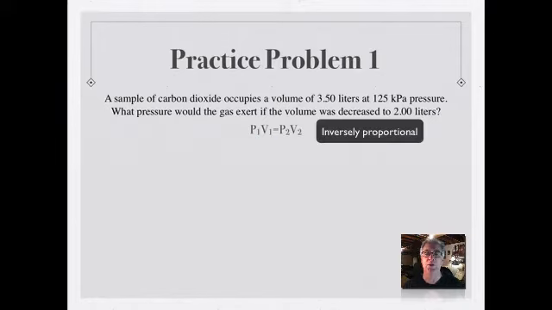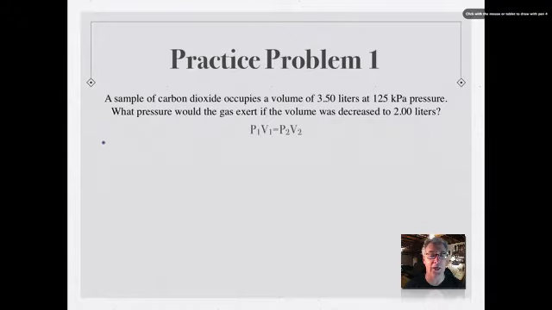So let's take a look at this problem. Actually, these problems are relatively simple. You just have to understand what they're asking for and then plug in the numbers. P1V1 equals P2V2. A sample of carbon dioxide occupies a volume of 3.5 liters at 125 kilopascals of pressure. What pressure would the gas exert if the volume was decreased to 2 liters? So let's look at that problem.